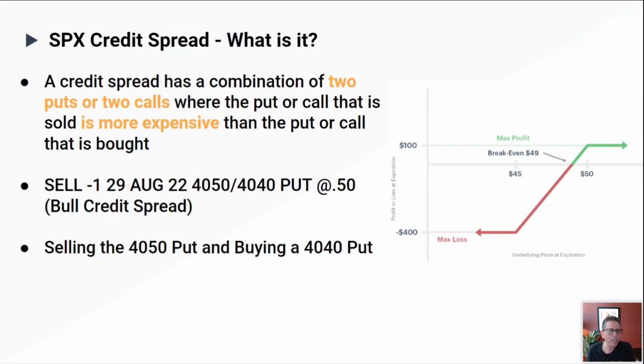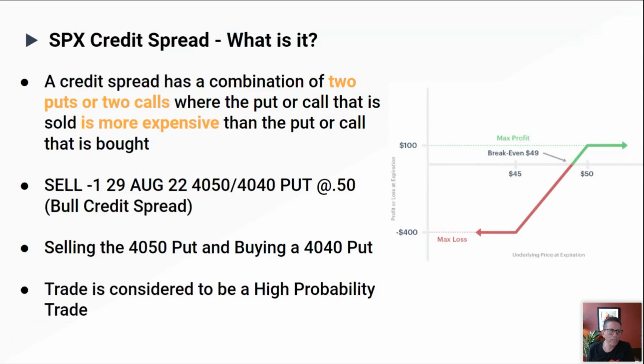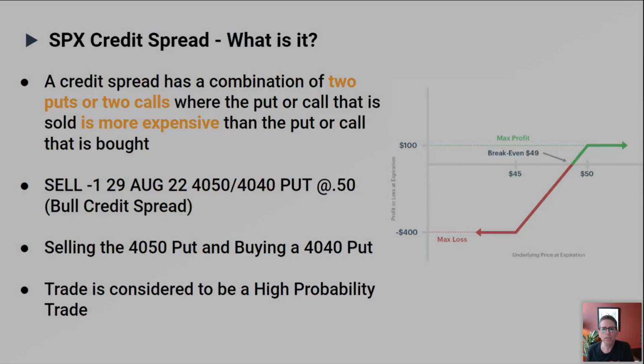In this case you're selling the 40-50 and buying the 40-40. So one put is higher than the other, and the put that is higher is more expensive than the put that is lower, and that's how you receive the credit. This is considered a high probability trade, and you'll hear that out there quite a bit for different types of trades.